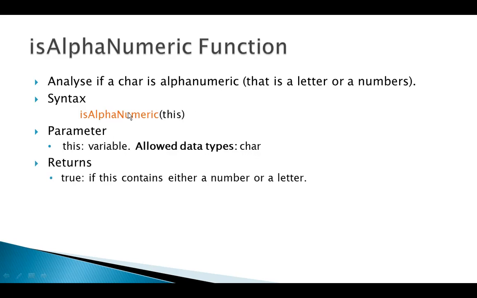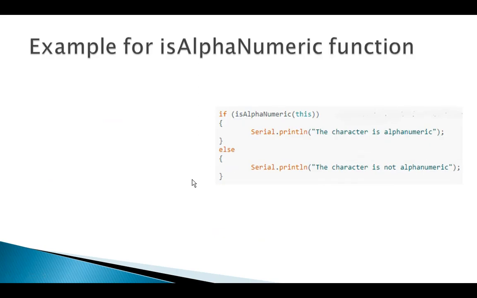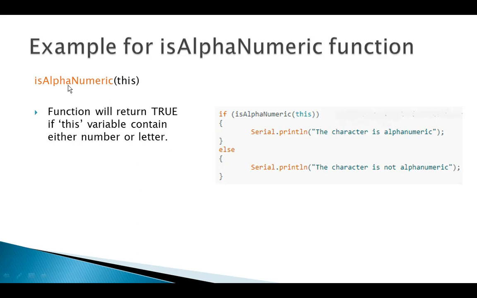Now what will it return? It will return true if this contains either a number or a letter. Otherwise it will return false. Let's have a look at the example. This is one example for this. The instruction is isAlphaNumeric this. This function will return true if this variable contains either a number or a letter.